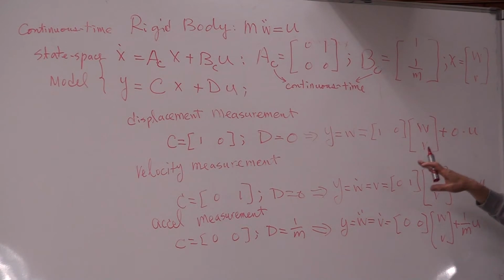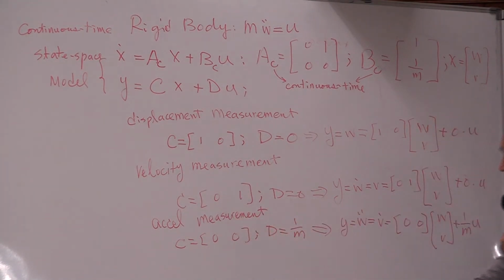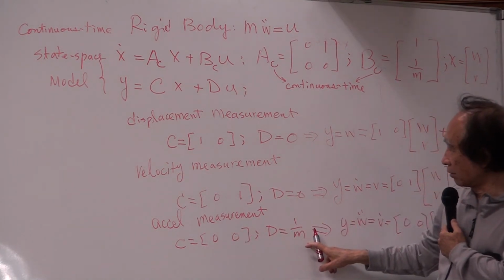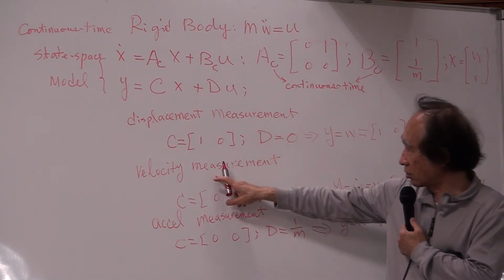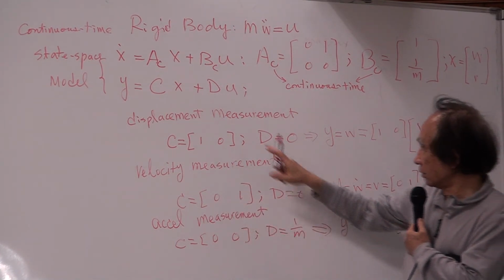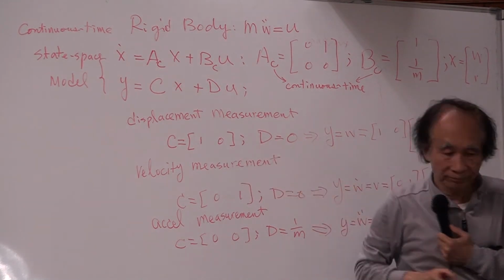So for the acceleration measurement in the state space model for a rigid body motion, the C is 0, 0 and D is 1 over M. For velocity measurement, C is 0, 1, D will be 0. For displacement measurement, C will be 1, 0 and D is 0.